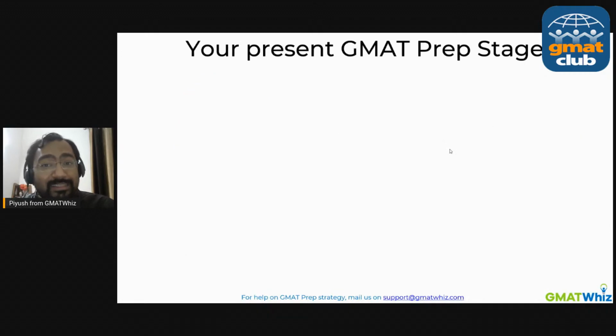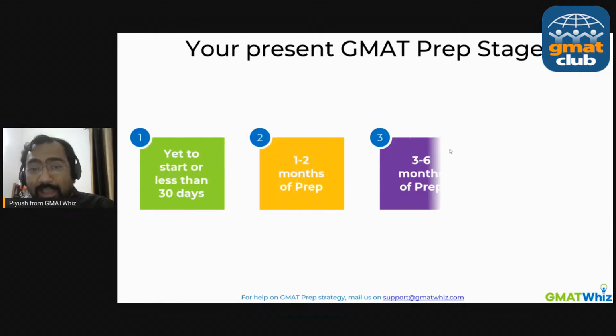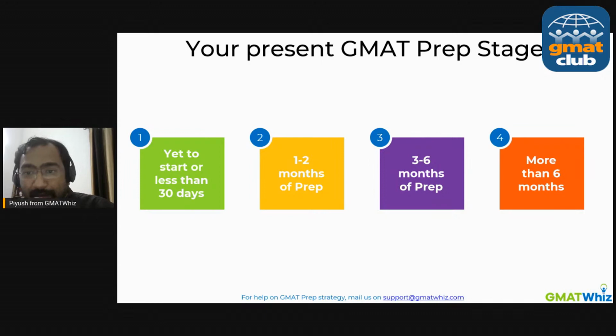Let me first understand your current GMAT prep stage. I have divided the various categories you can belong to into 4 broad buckets. Do let me know in the chat here, by mentioning 1, 2, 3 or 4, which bucket you belong to.